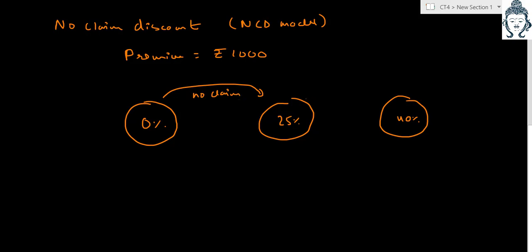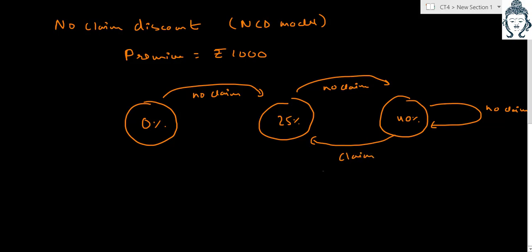Then in the subsequent year, if I do not make a claim again, I move to 40% discount, right? And this is the maximum level of discount. So if I do not make a claim at 40% level, I stay at this level, right? Similarly, if I make a claim, I move down one level. So if I'm at 40% discount, I'll move down one level if I make a claim, right? And if I'm at 25% level, I'll move down one level if I make a claim.